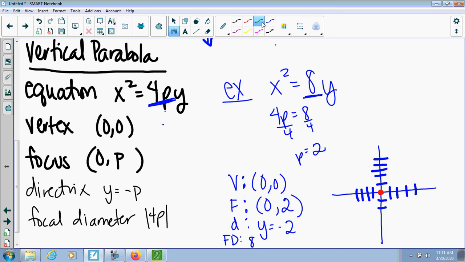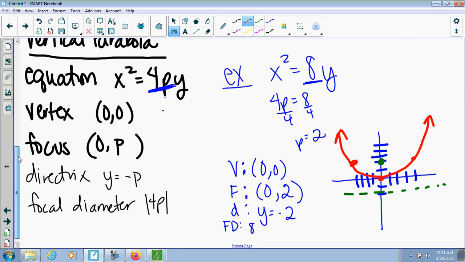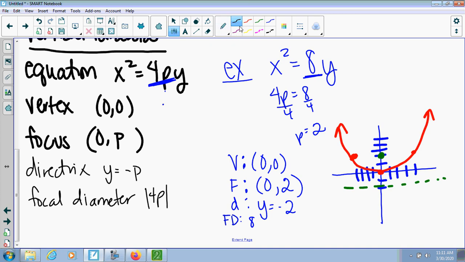My focus is going to be at (0, 2). My directrix is at y equals negative 2. And my focal diameter is 8. So that means that from my focus, it's a diameter of 8. It's going across 8 in total, which means 4 in this direction and 4 in this direction. Okay? And then you can sketch your parabola. And maybe yours will look better than mine does. Alright? So now we'll do a horizontal parabola and see what the differences are there.